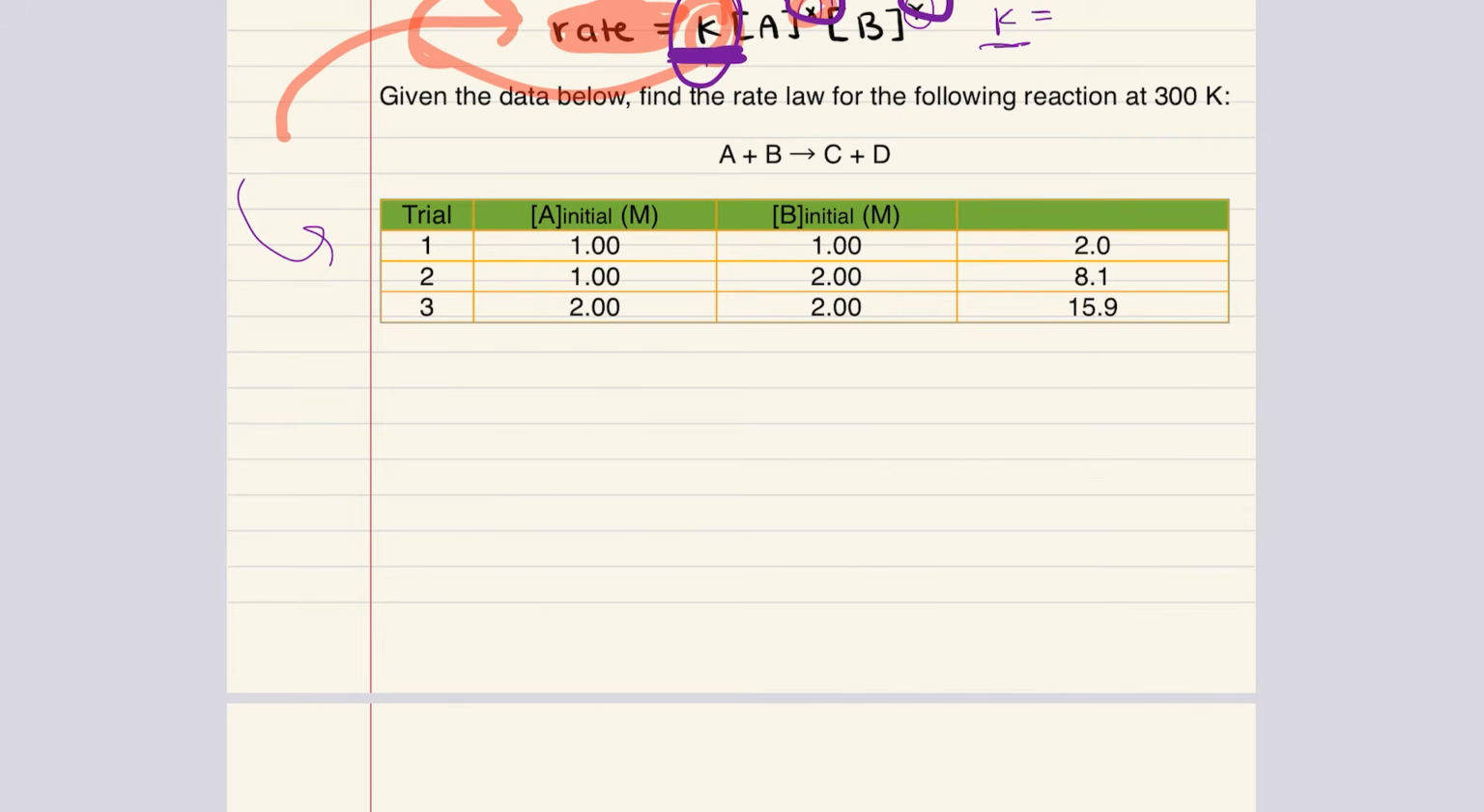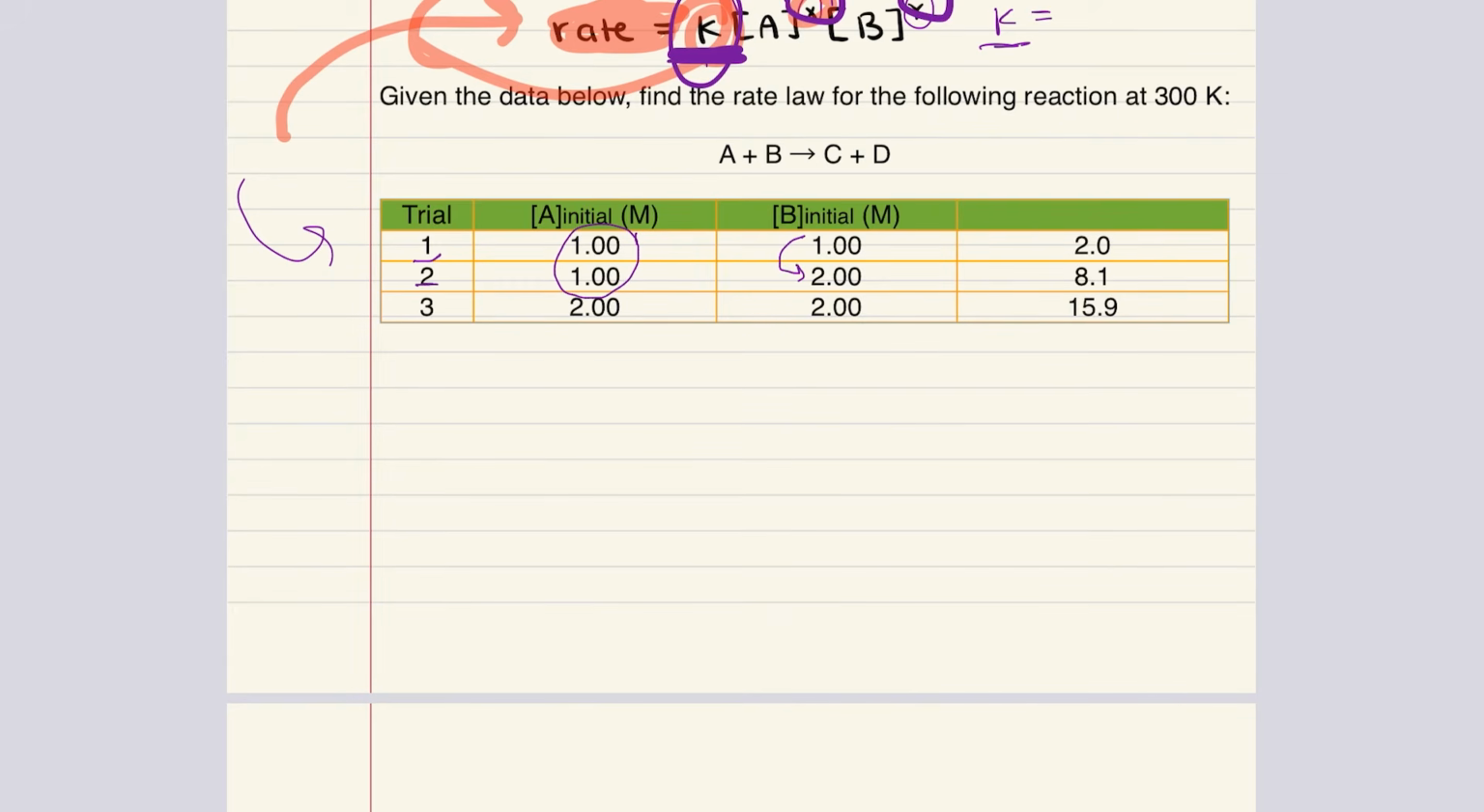Now, the first thing that we want to do is compare trials to determine the order with respect to B. We are just going to start with that. So we're going to compare trials 1 and 2, and that is because in trials 1 and 2, the concentration of A is kept constant, but the concentration of B is being changed.